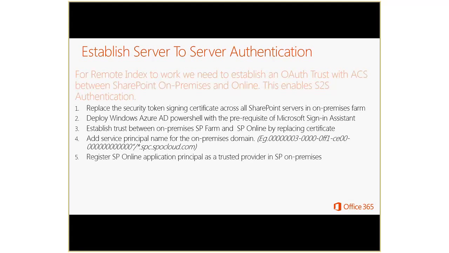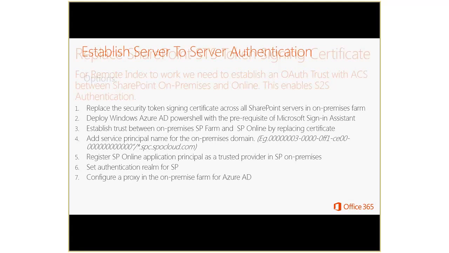Once that is done, you need to register the SharePoint Online application principal as a trusted provider in SharePoint on-premises. After this is done, you need to set up the authentication realm for SharePoint. And finally, you'll have to configure a proxy in the on-premises farm for Azure AD, which actually goes ahead and does all of this communication for you.